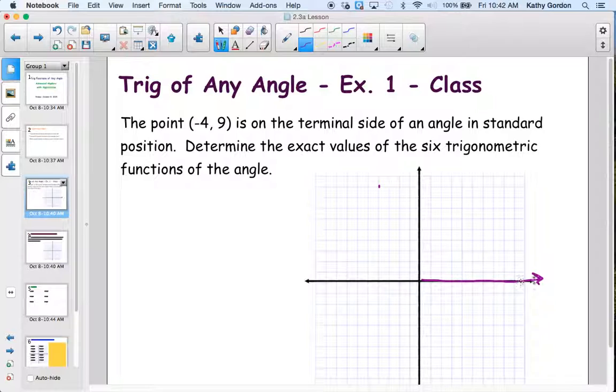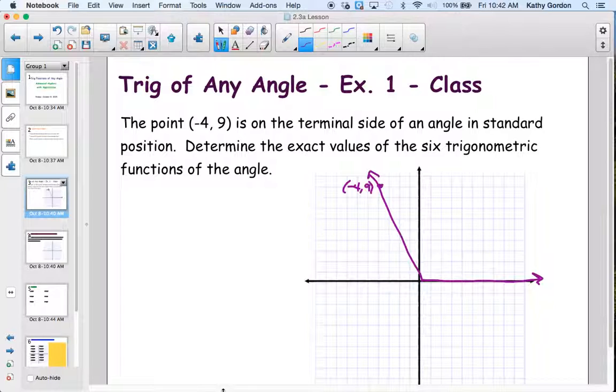So we're starting here with the initial side, and then our terminal side is going to do something like that. And go through that point right here, which is our -4, 9, right there. Okay? What we're asked to do is determine the exact values of the 6 trig functions of that angle.